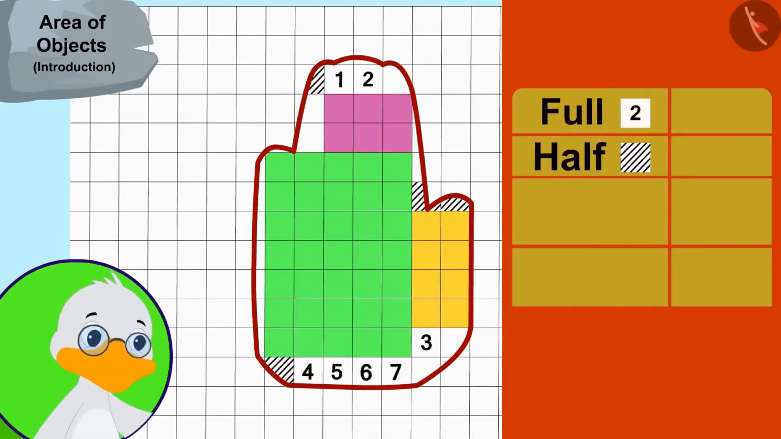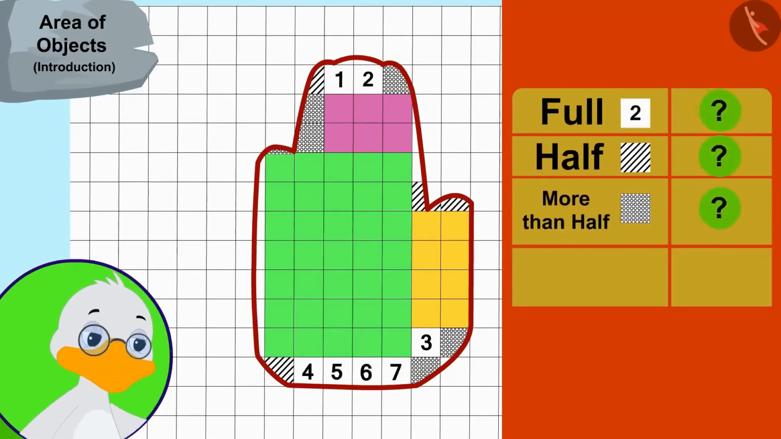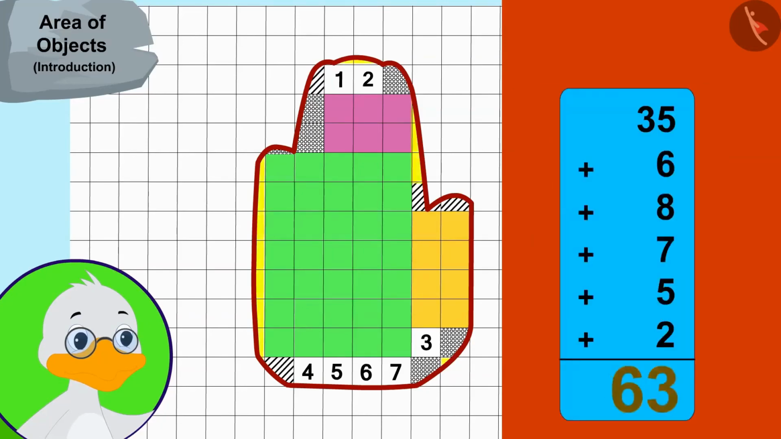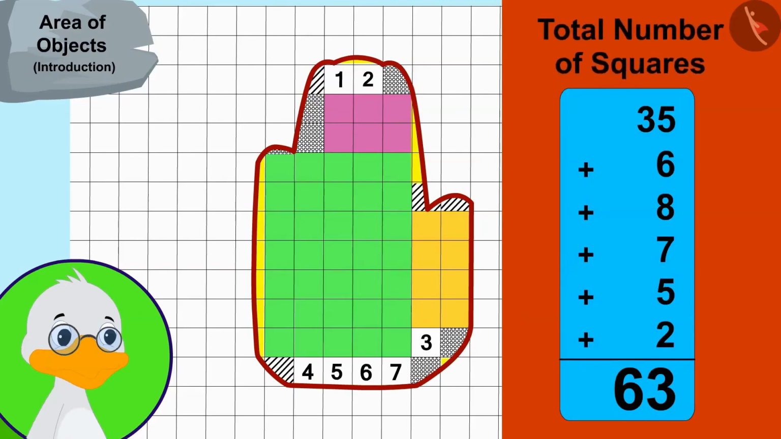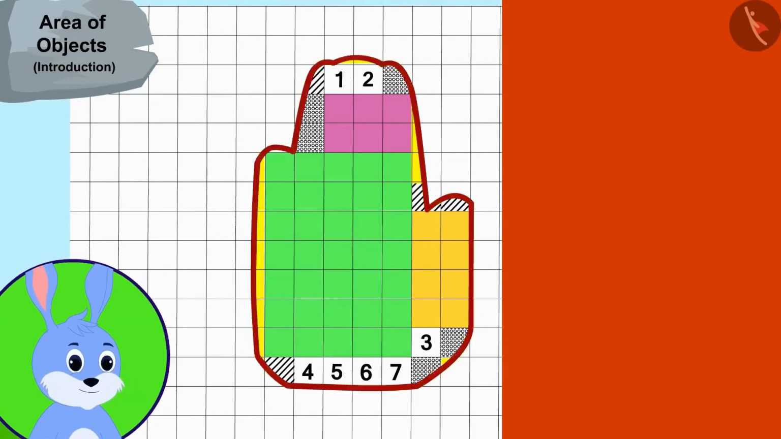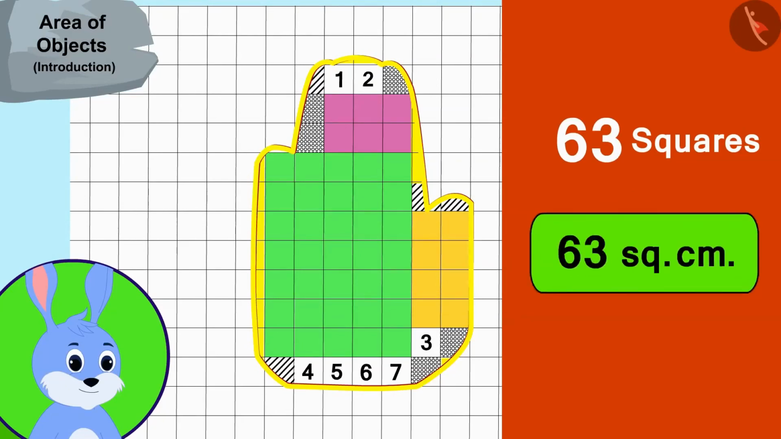Now, in the end, I will count the number of remaining full, half and more than half squares, thought Uncle. Uncle also found these numbers in this way. Now, Uncle added all these numbers to find the total number of squares. In this way, there are a total of 63 squares in Bunny's hand impression. In other words, the area of Bunny's hand impression is 63 square centimeters.